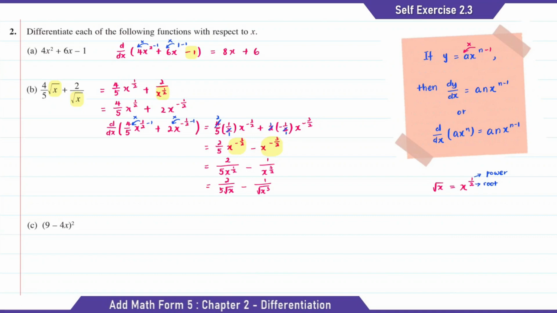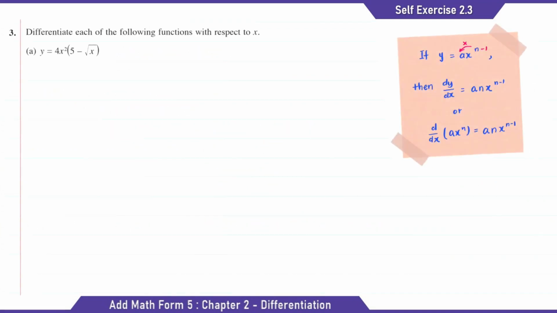Question C. Differentiate 9 minus 4x, all squared. First, we're going to expand this. The answer is 81 minus 72x plus 16x squared. When differentiating 81, the answer is equal to 0. Then we're going to get negative 72 plus 2 times 16, which is 32x.